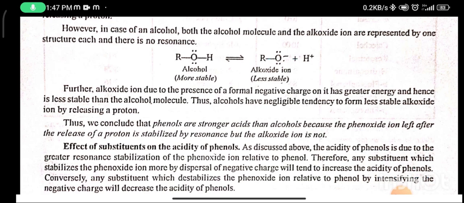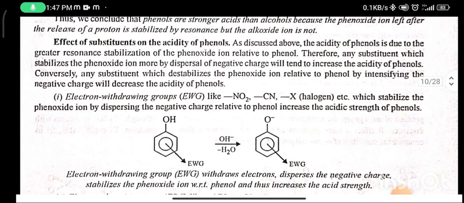Further, the alkoxide ion, due to the presence of a formal negative charge on it, has a greater energy and hence is less stable than the alcohol molecule. Thus, alcohols have a negligible tendency to form the less stable alkoxide ion by releasing a proton. Thus, we conclude that phenols are stronger acids than alcohols because the phenoxide ion left after the release of a proton is stabilized by resonance, but the alkoxide ion is not.